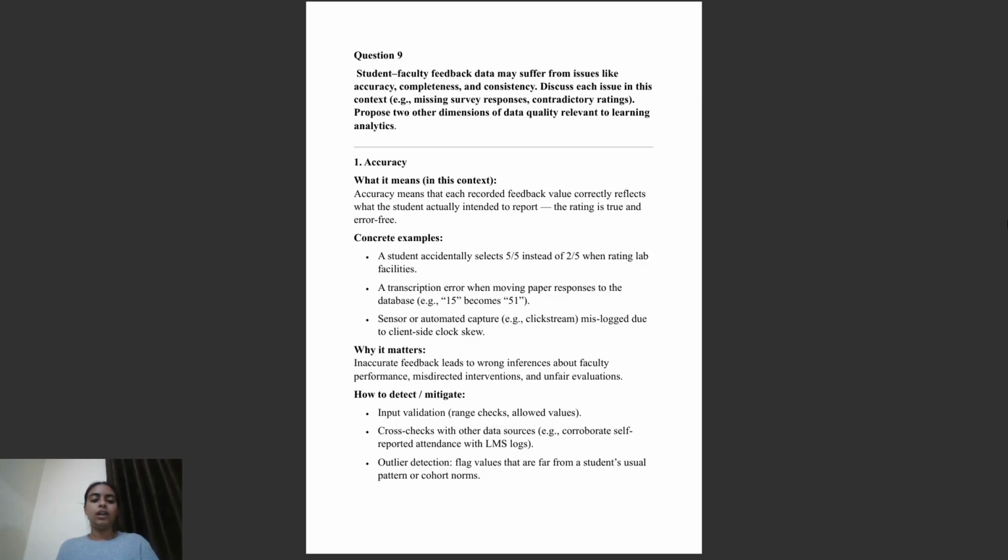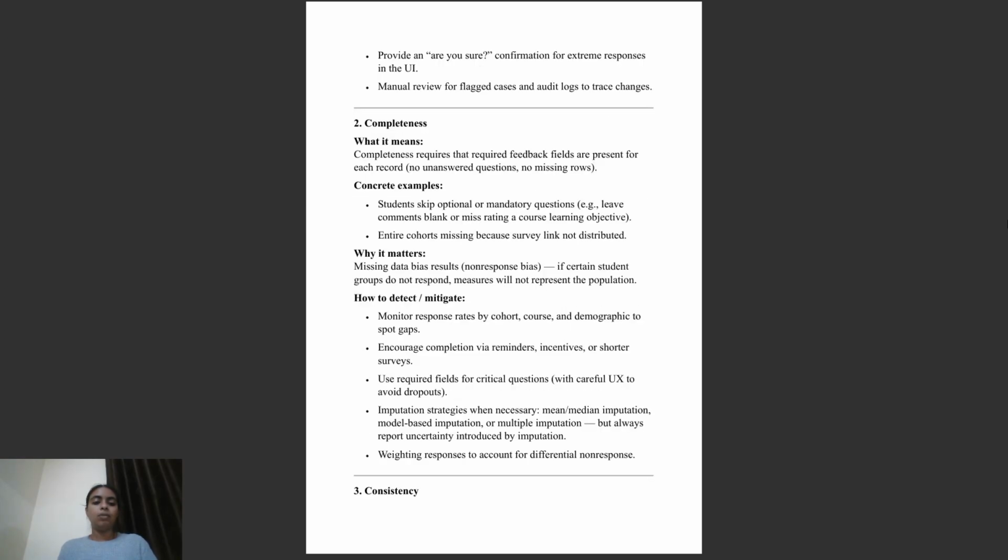How can we improve accuracy? Use input validation like range checks, cross-check self-reported data with other sources like LMS logs, and apply outlier detection to find unusual responses. For example, for extreme ratings, add a confirmation message like "Are you sure?" Use audit logs and manual verification for suspicious entries. This was the complete explanation of accuracy in student-faculty data.